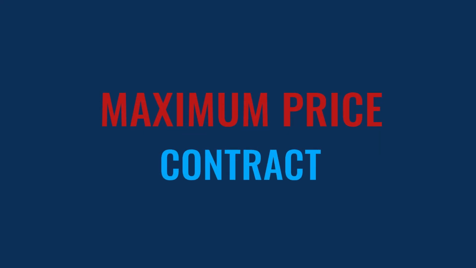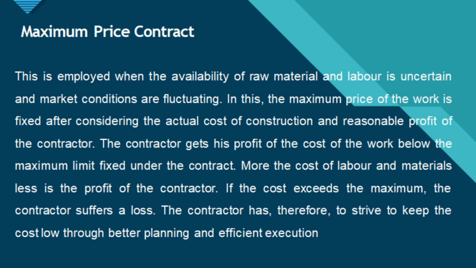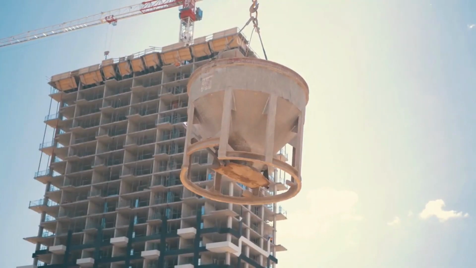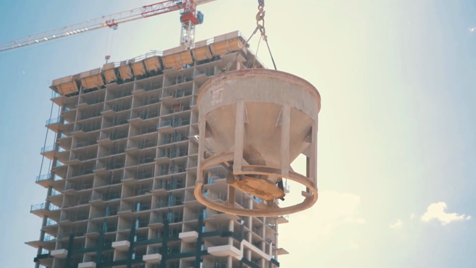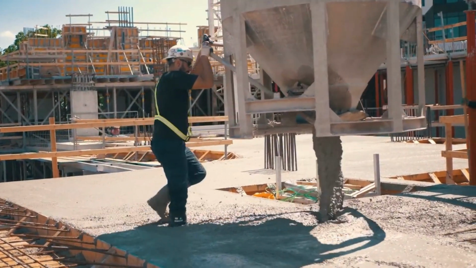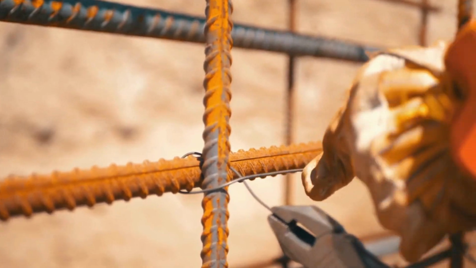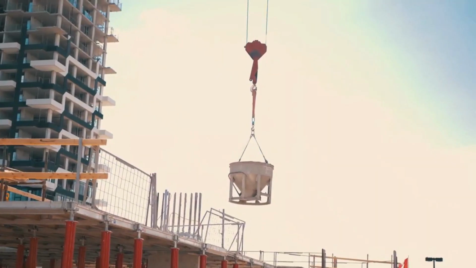Maximum price contract. Maximum price contract is mostly used when there is labor and material shortage or uncertainty. This contract is agreed after considering actual cost and reasonable profit for contractor. If the maximum limit of profit is exceeded, the contractor suffers loss. This type of contractor requires efficient planning and execution.